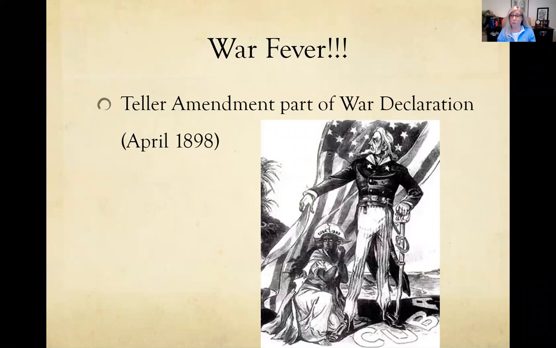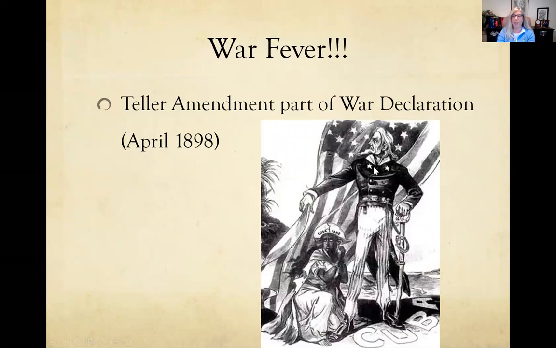We are not looking for financial gain. We are not looking for land claims anywhere in the world. We are defending American interests. So keep that in mind, that we make it very clear in our war declaration in the Teller Amendment that we are not seeking additional possessions. That's not why we're going to war. We're going to war because of what's been done to us, okay? So that's in April of 1898.